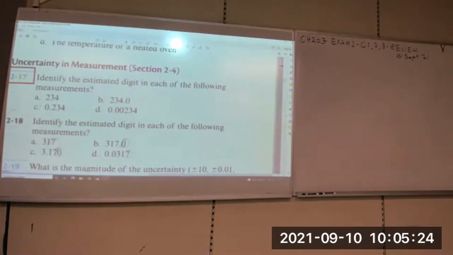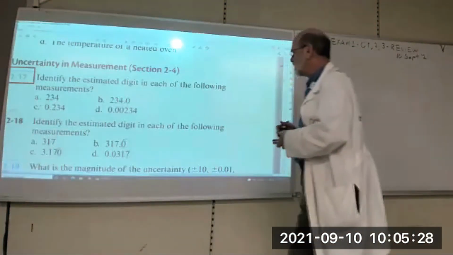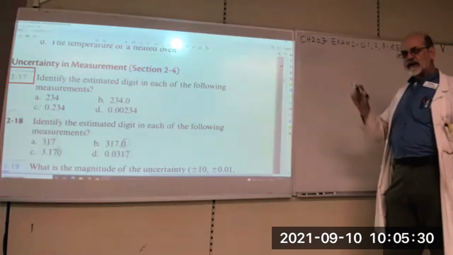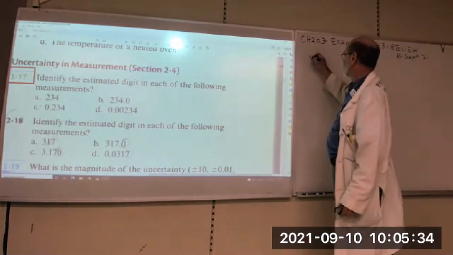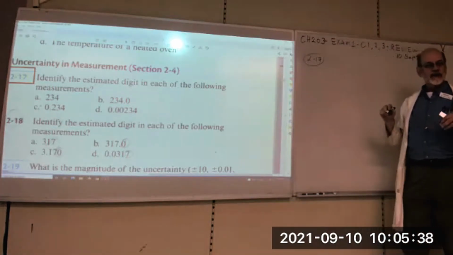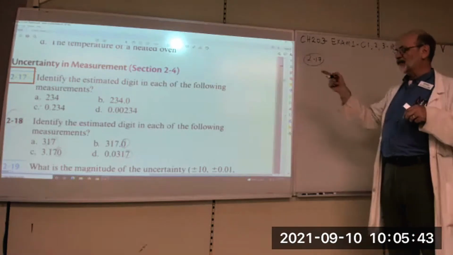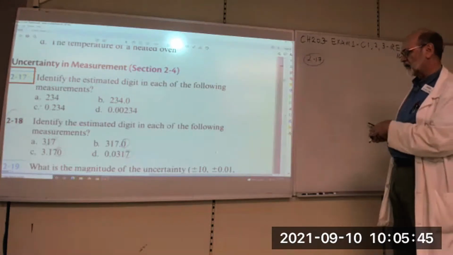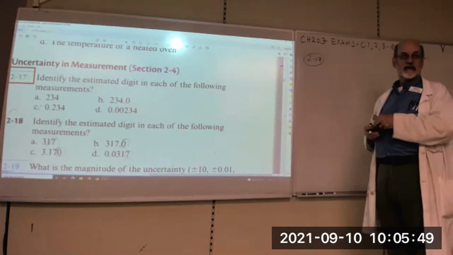Okay, all right, 17. Identify the estimated digit in each of the following measurements. When I discussed this in class, I referenced the digits in a number as either certain or uncertain. The uncertain one is the estimated one that they're referring to here. And which one is the estimated? It's always the last one.